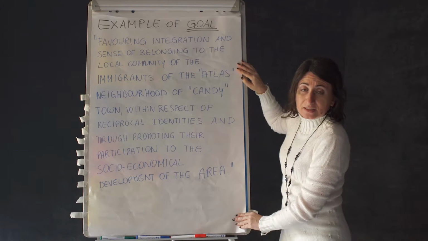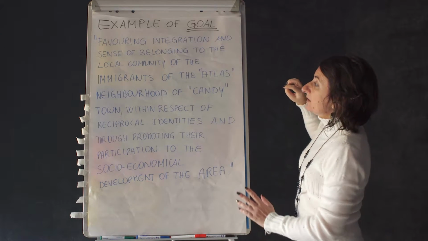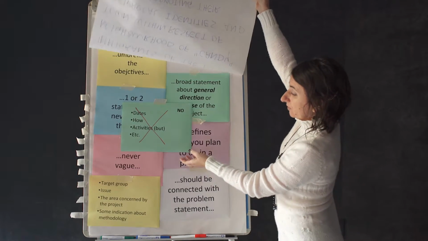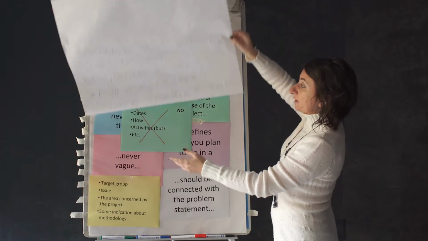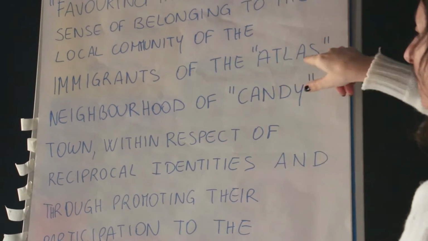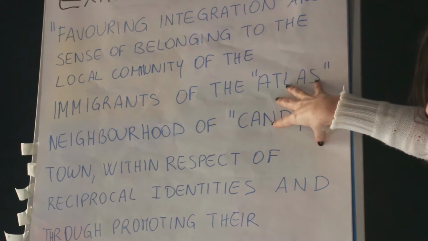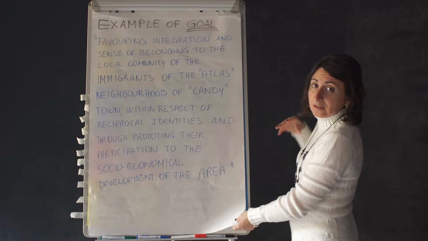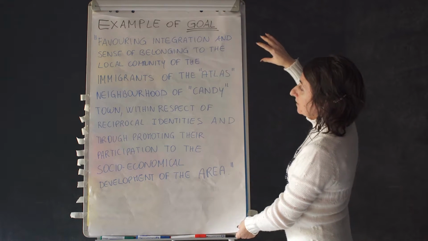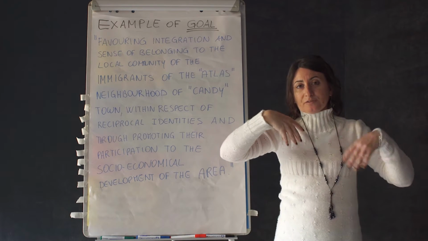As you can see, this big sentence is including all the information that I showed you here. Target group, which is the target group? The immigrants of the Atlas neighborhood of Candy Town. It's very specific in this, but it's very general information that is given to you. It's a broad statement. Favoring integration and sense of belonging is something that is very general.